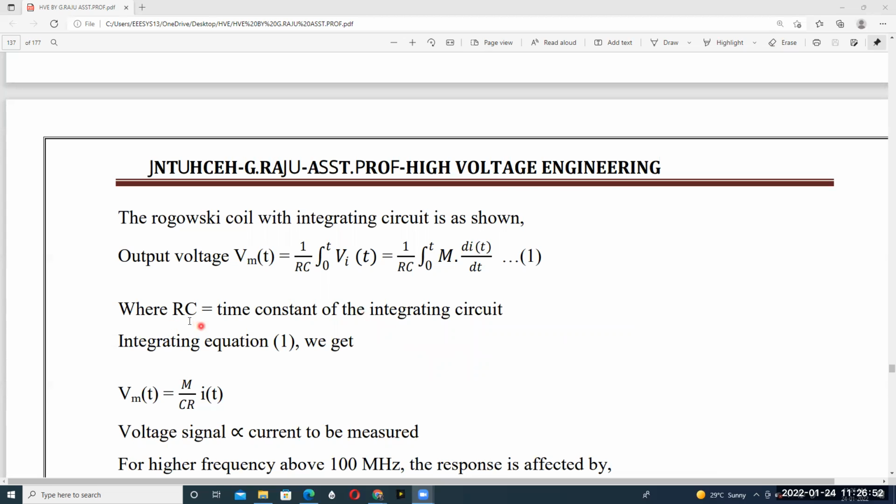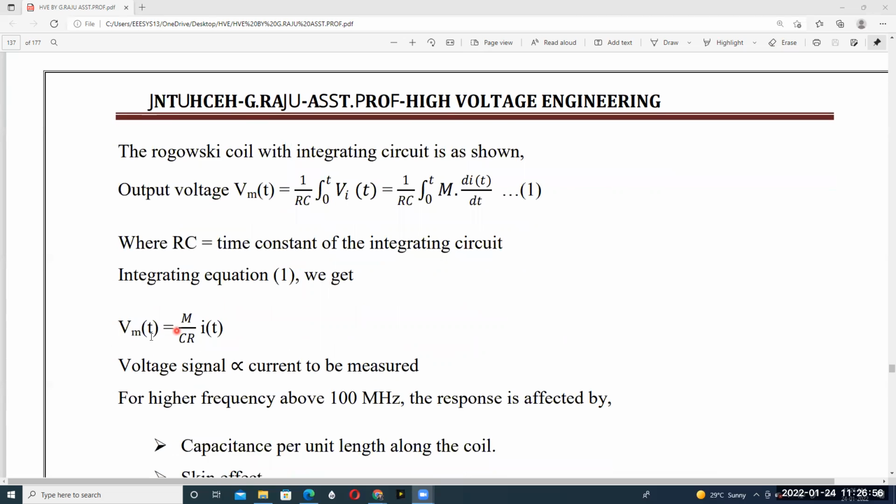The equation of this circuit is Vm(t) equal to M by RC into i(t). So the measured output is proportional to the current i(t). In this way we can measure a very high value of current. If the current measured is very high, the voltage is also very high, so we design the scale accordingly, and we can measure very high values of impulse current.